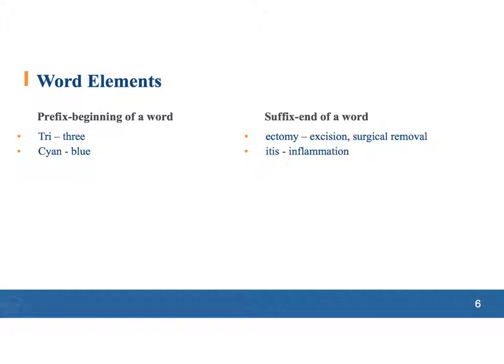Prefixes are at the beginning of a word, such as tri for three or cyan for blue. Suffixes are at the end of a word. Ectomy means excision or surgical removal. Itis is inflammation.